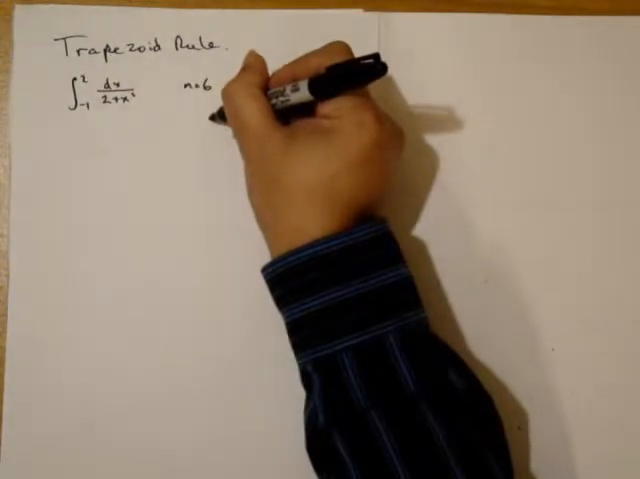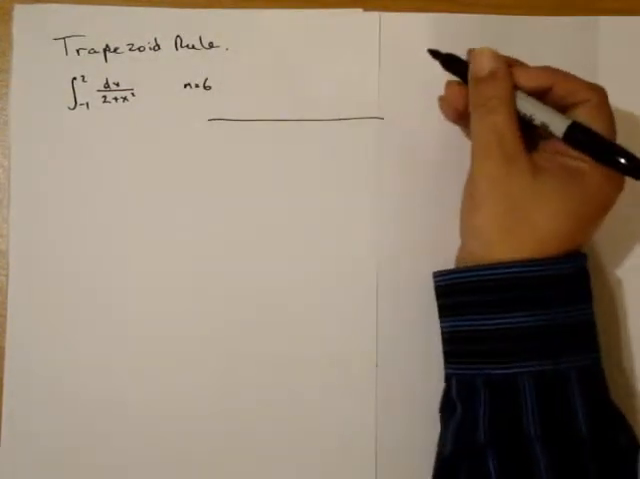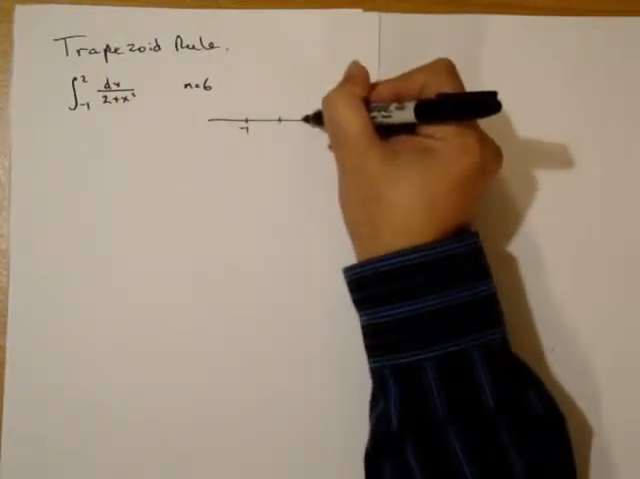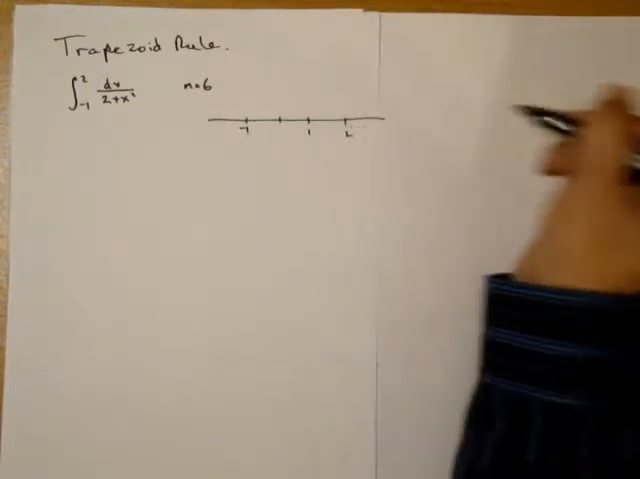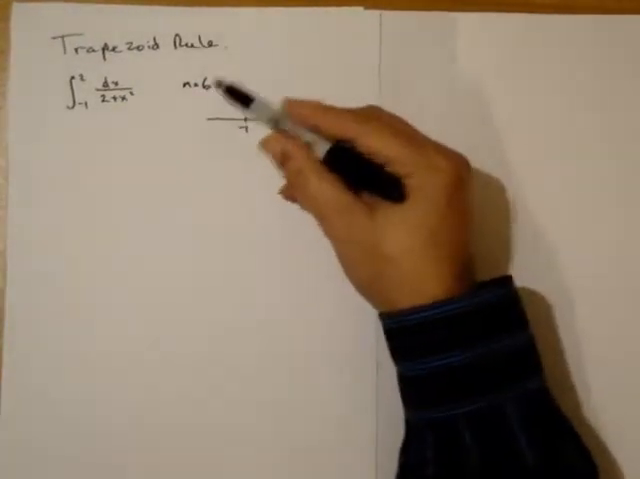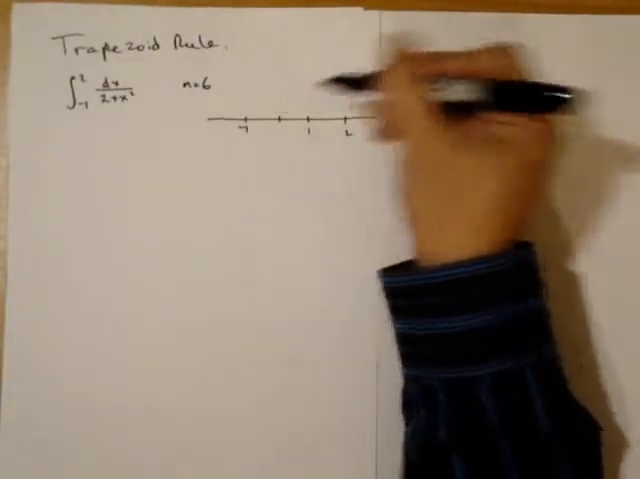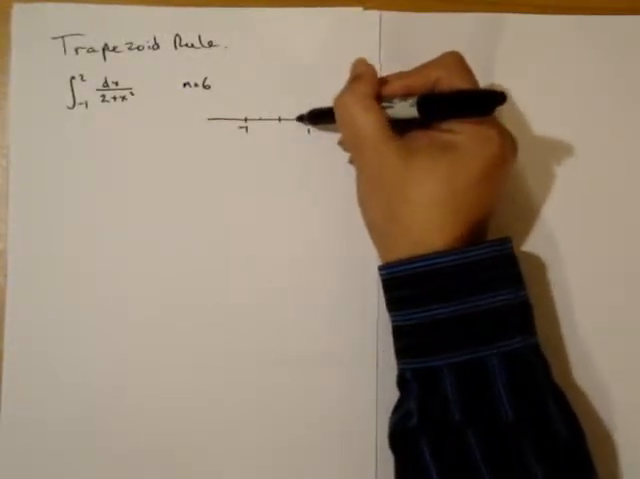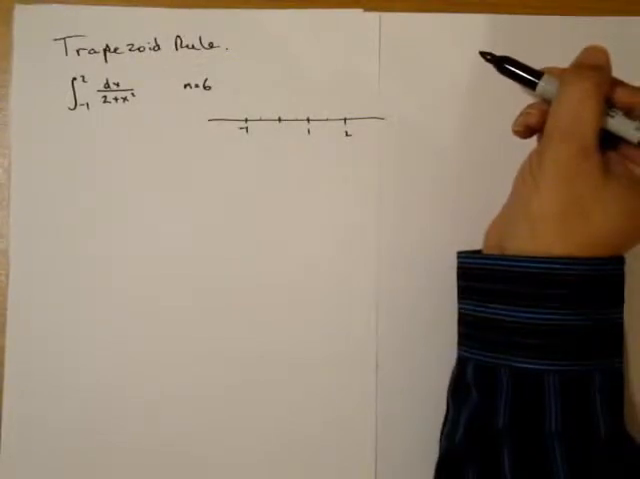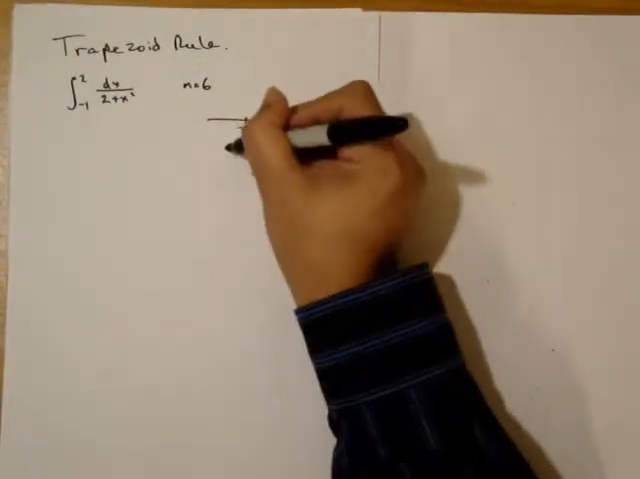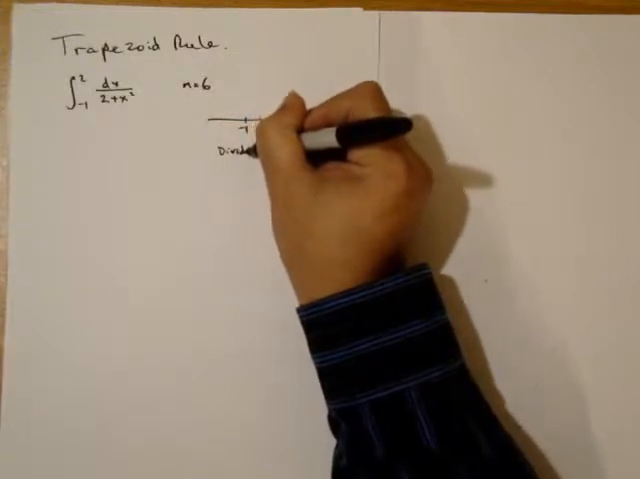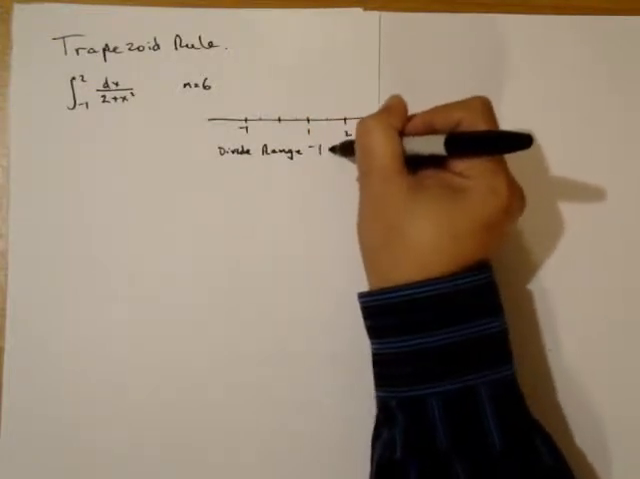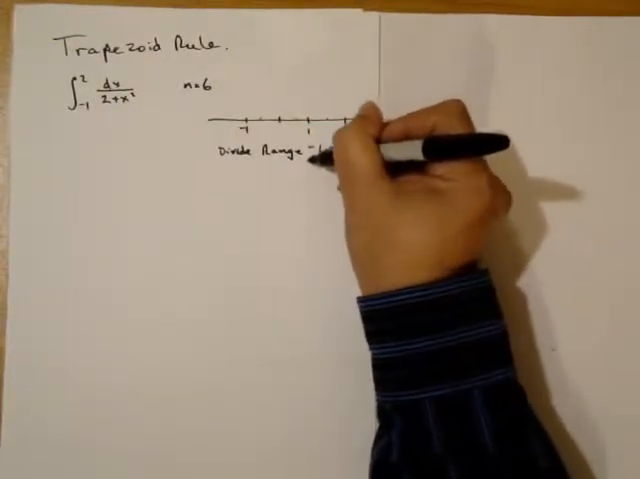So we make a number line from -1 to 2, so we have a 0, -1, 1, 2, and then we need to divide this into 6 strips. So we have 1, 2, 3 to begin with, so we're going to have to divide each one of these in half to give us 6 strips. So divide the range -1 to 2 into 6.